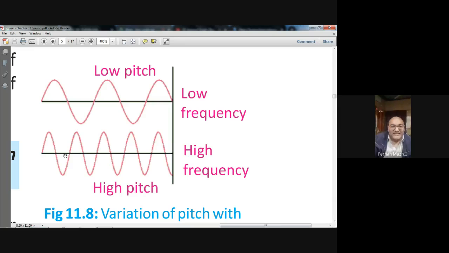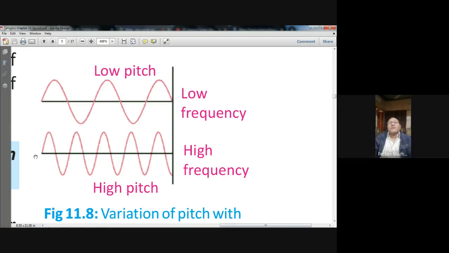From these graphs showing on your screen, directly you can only find the time period. The time period is on the x-axis. The time required to complete one wave is the time period. From the first wave, you can see the time period is larger, so its frequency will be smaller. In the second wave, the time period is smaller, so its frequency will be higher.